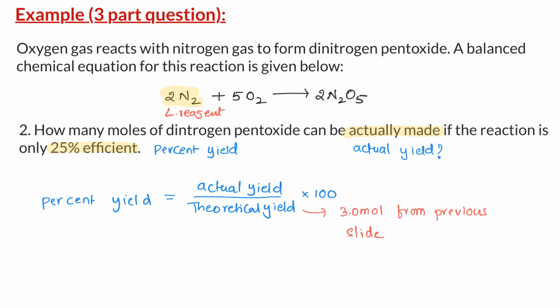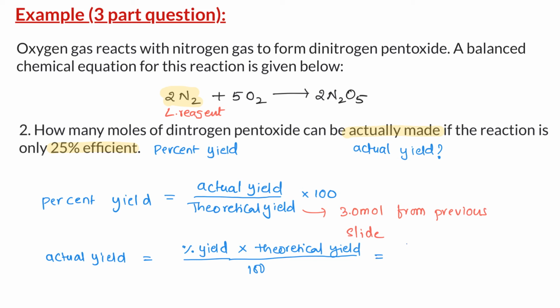We plug in the percent yield and theoretical yield into the formula and determine the actual yield. Actual yield is equal to percent yield times theoretical yield divided by 100. That is 25 times 3 moles of N2O5 divided by 100. If we do the math, we get 0.75 moles of N2O5.